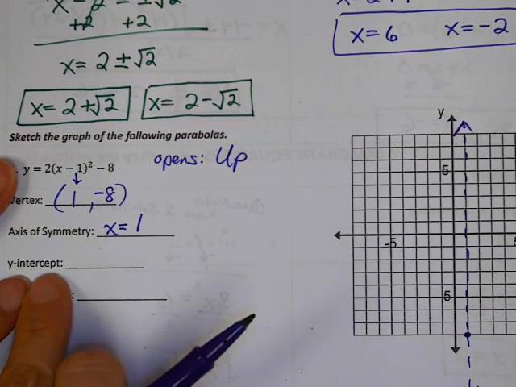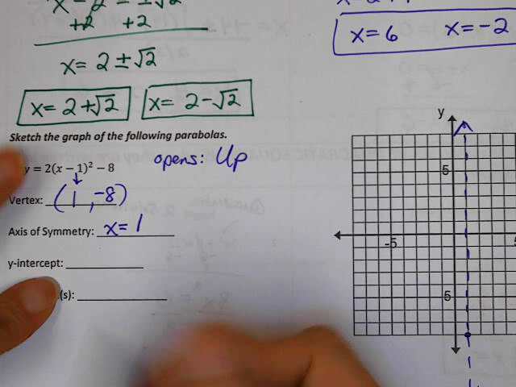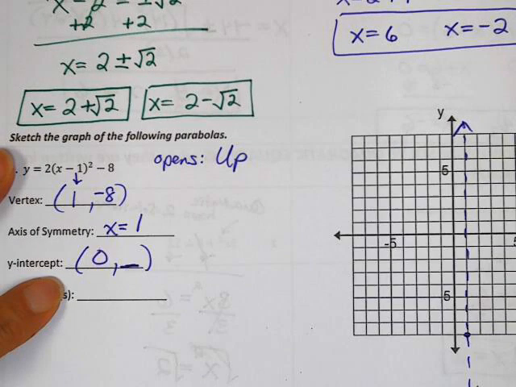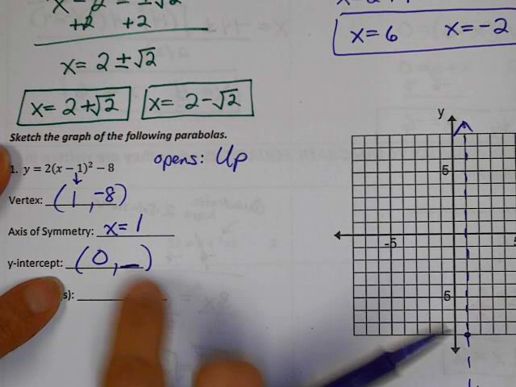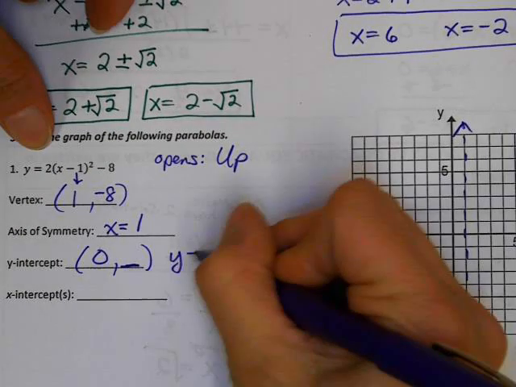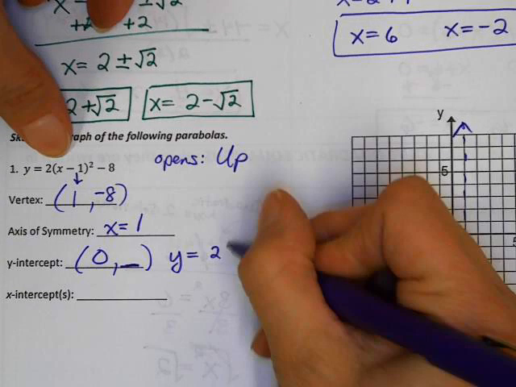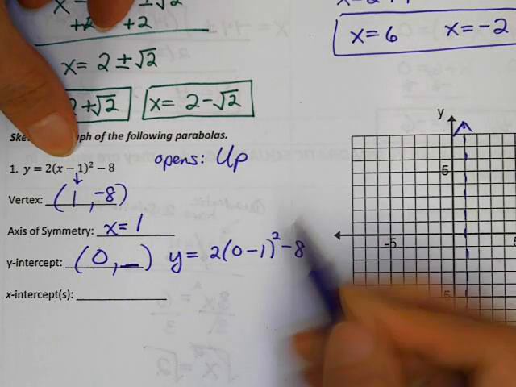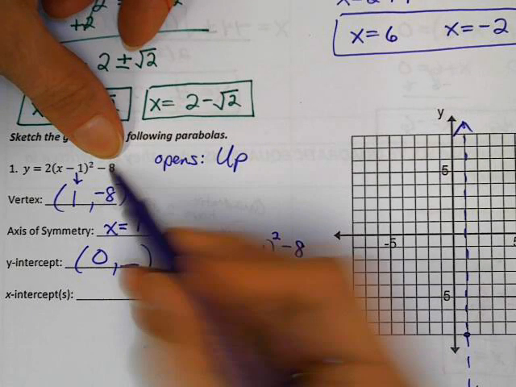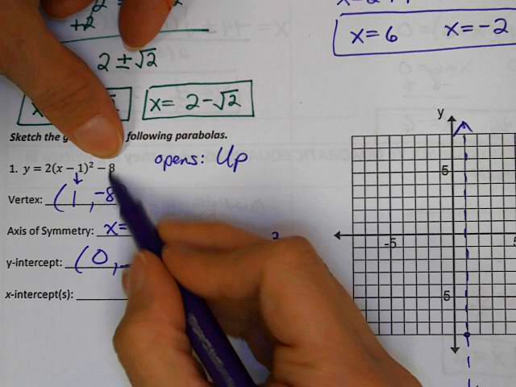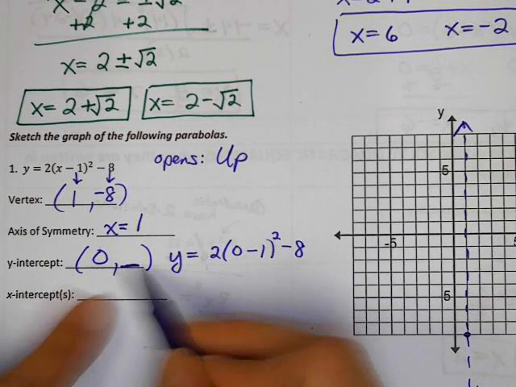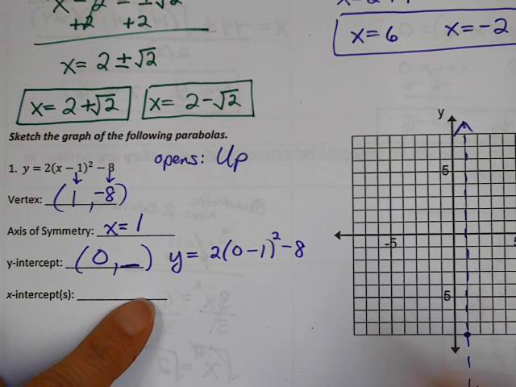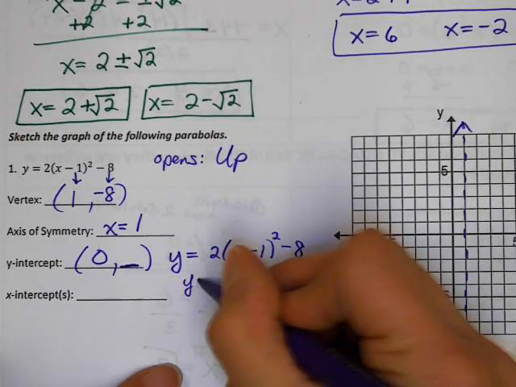A y-intercept. To find a y-intercept, to find the y number, you let x equal 0. So to find the y number, I'm going to use this equation and make x be a 0. Now be careful, that negative 8, that is not the y-intercept. That's the vertex. To calculate a y number, you have to make x be a 0. So a lot of people use their calculator for this, or you can just do it by hand.